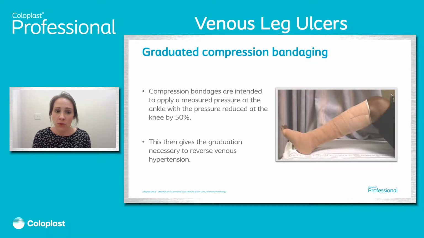So our graduated compression bandage is intended to apply a measured pressure at the ankle, as I've mentioned, with the pressure reduced by half, so 50%, at the knee. That will give us that graduated compression, the necessary compression, to try and reverse that venous hypertension which we've spoken about. So to support those valves within those veins and those structures to return that blood flow towards the heart and reduce any excess edema.